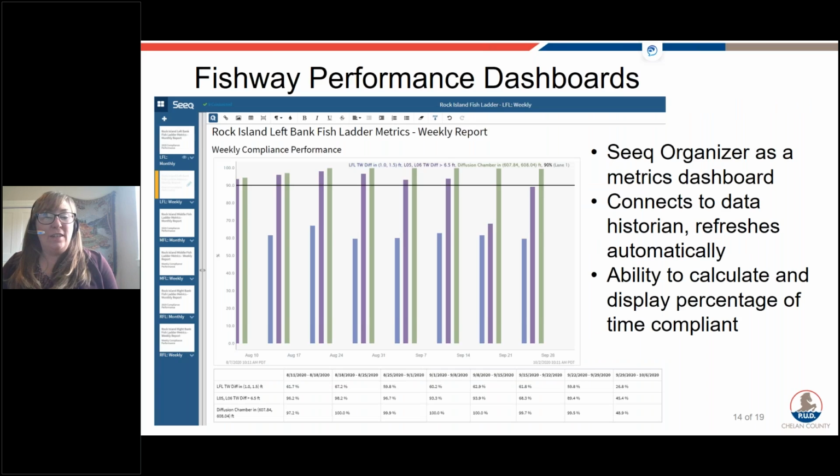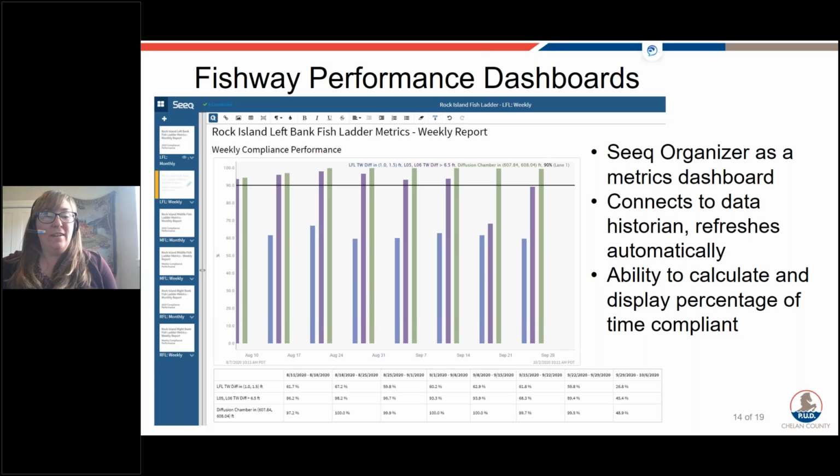And there's a lot of history of different efforts in our organization to try to fix that. But when I started at the PUD in March, the process was one of our engineers would every week take the time, export the data to Excel, do these percentage calculations, and then send an email with the updated metrics. And I believe he was only calculating metrics for the left fish ladder and not the middle and the right.